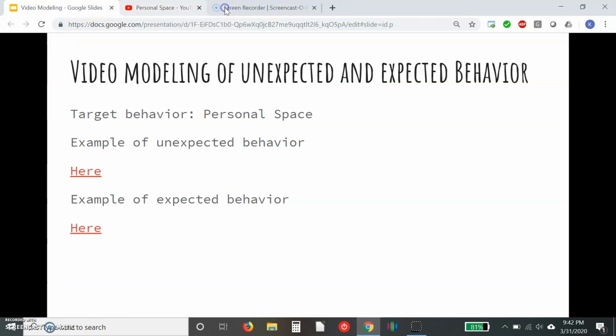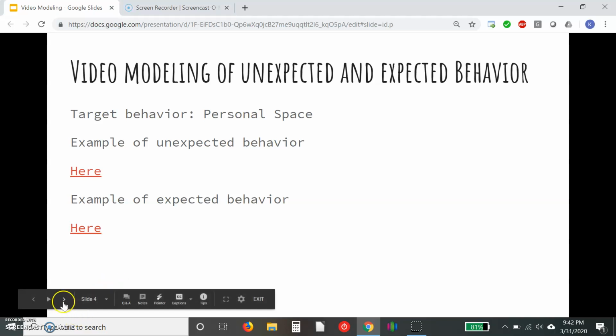So there's just an example of the unexpected and the expected, both modeled by students.